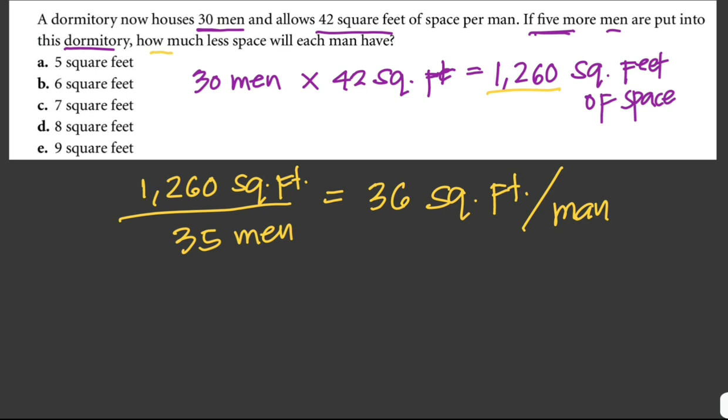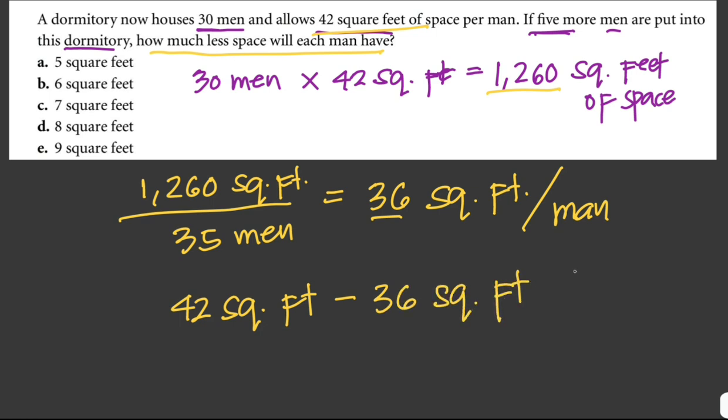Now the question is, how much less space will each man have? Originally, each man can have 42 square feet. And when we add 5 more men, each man will only have 36 square feet. So we just have to subtract 36 square feet from 42 square feet per man. This would give us 6 square feet less space. So the answer here is 6 square feet. Each man will have 6 less square feet of space.